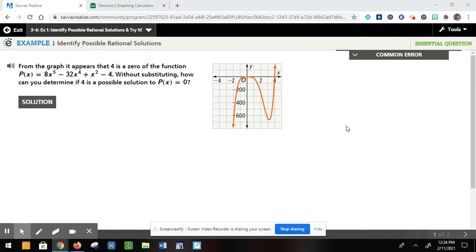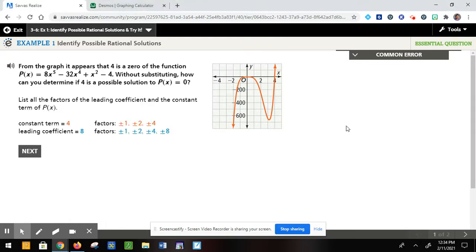So here you have the function given. It appears like 4 is a 0. Without substituting 4 in and seeing if it works, what other way can you use? So what we're going to use here is what's called the rational root theorem.